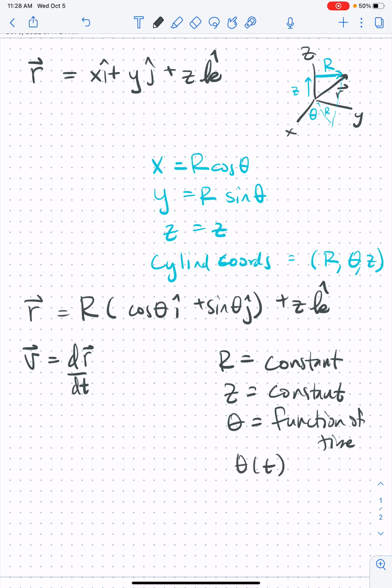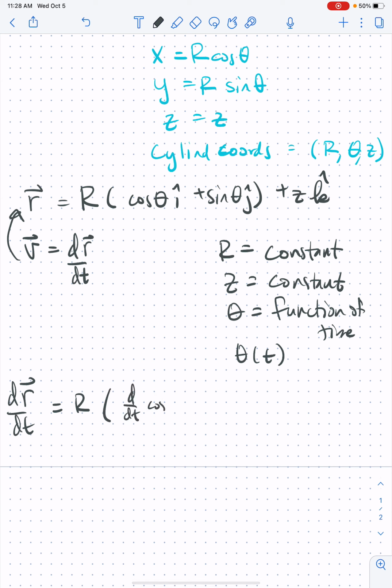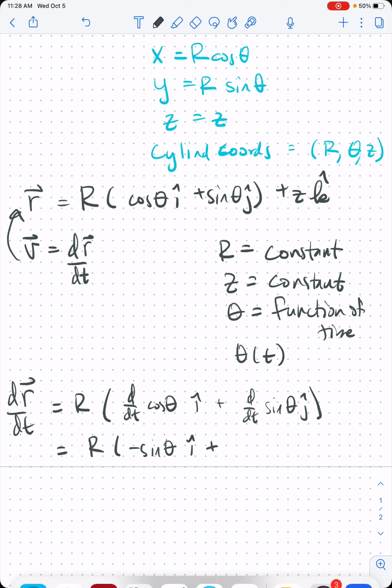Okay. So now if we take the time derivative of this thing up here, we've got dr dt is big R, which is not a function of time, so my derivative just goes inside that, d dt cos theta i hat plus d dt sine theta j hat. And that's it, because our z is not a function of time, so that derivative is 0. And then the derivative of cosine is negative sine, so this gives us R negative sine theta i hat plus the derivative of sine theta, which is cosine, so cos theta j hat.